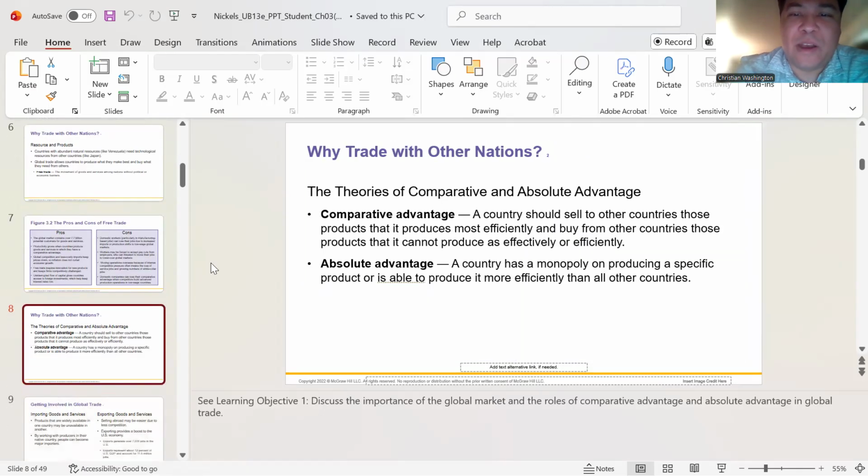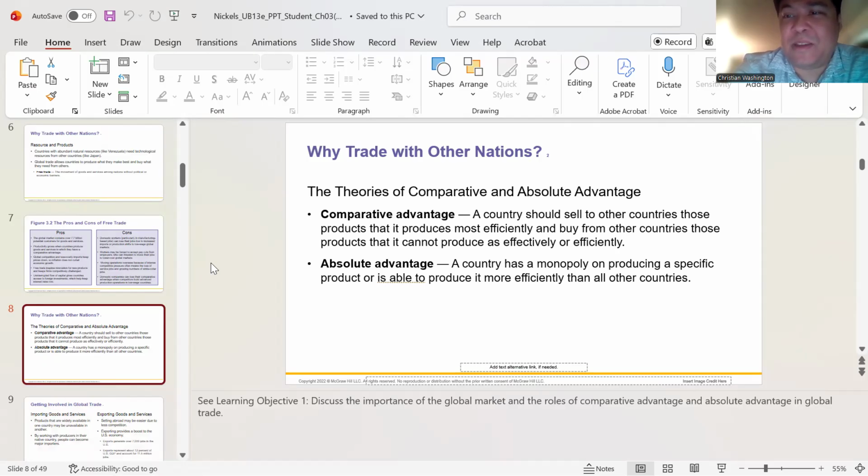So then you have comparative advantage and absolute advantage. And this is important because this is like a standard test question, right? So comparative advantage is a country should sell to other countries those products that it produces most efficiently and buy from other countries those products that it cannot produce as effectively or efficiently, which makes sense, right? We create this really good. We're not so good at that, so we'll buy from you. That makes sense, right?